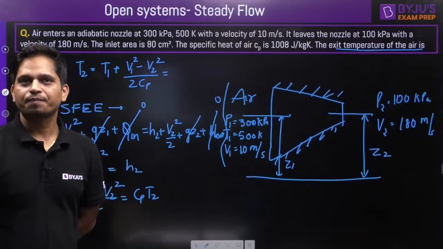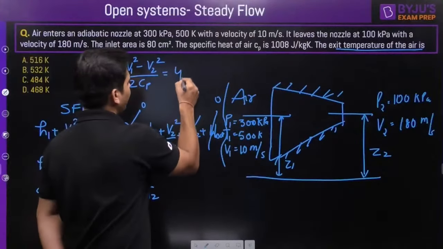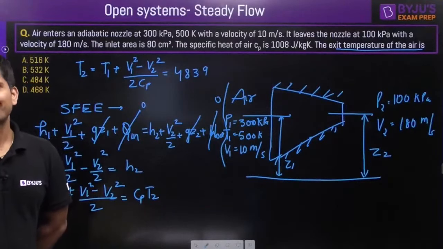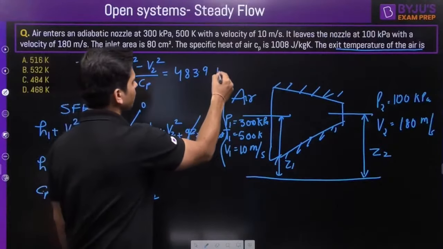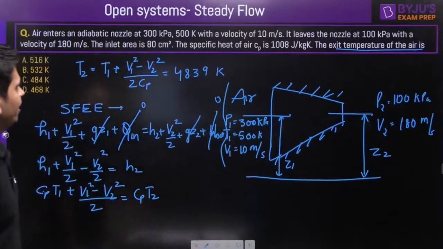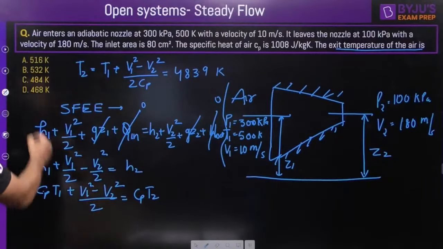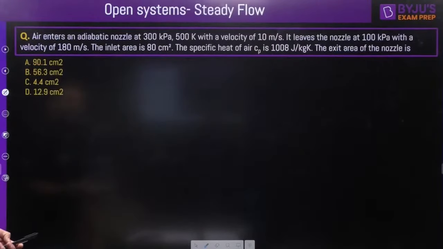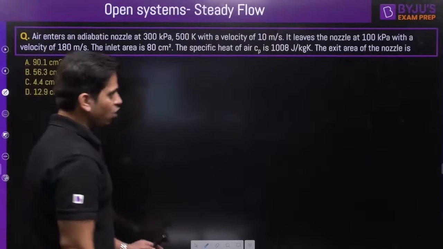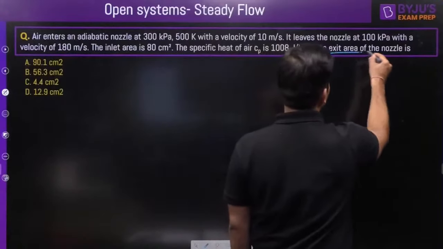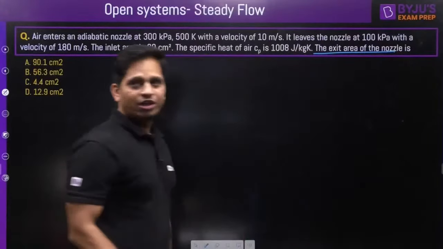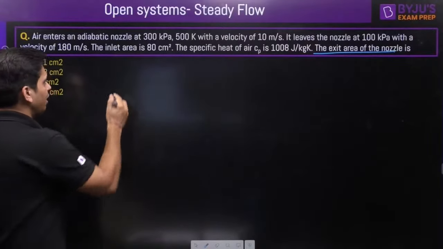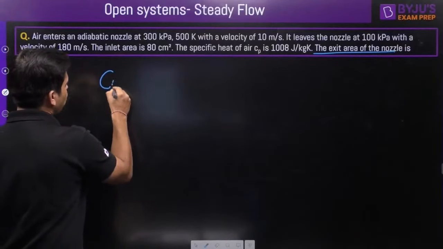Very nice. 483.9 Kelvin, so about 484. And they are asking the exit area of the nozzle. Is there any doubt in this? It is a steady flow device, so we can apply the continuity equation.